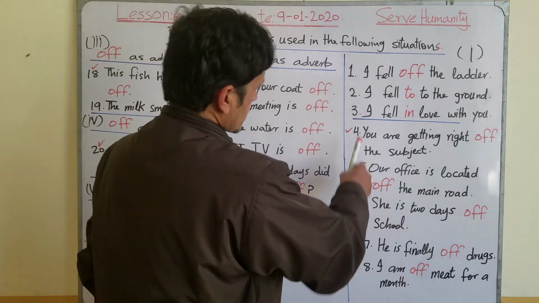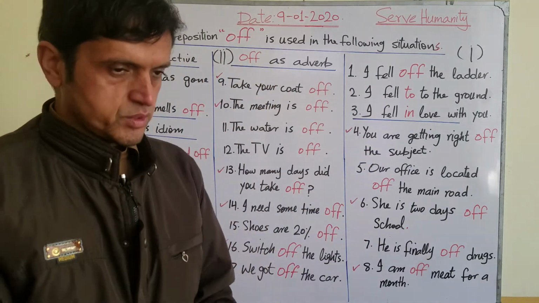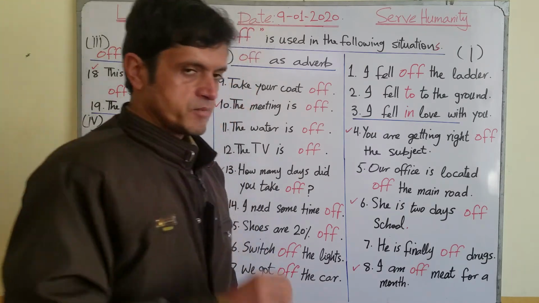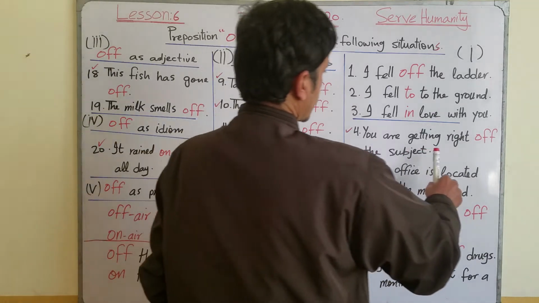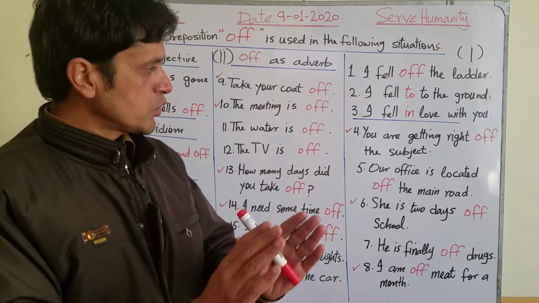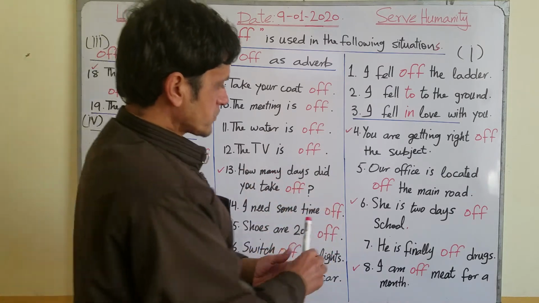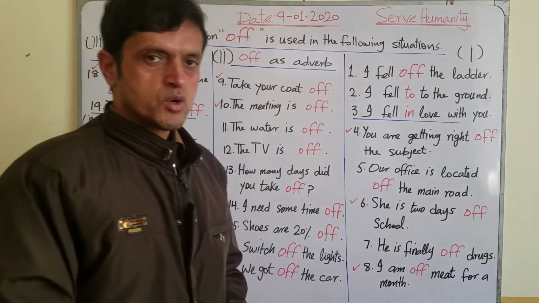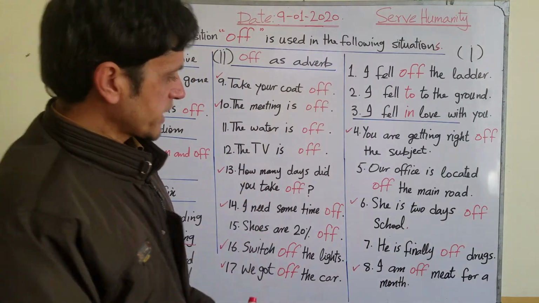Okay, now a few sentences I want to translate in Urdu, so for the Urdu speaker, it will be easier to understand the meaning. You are getting right off the subject. Aap apne mauzu se hat rahe hain. Number 6, she is 2 days off school. Us school se 2 din chutti par hai.